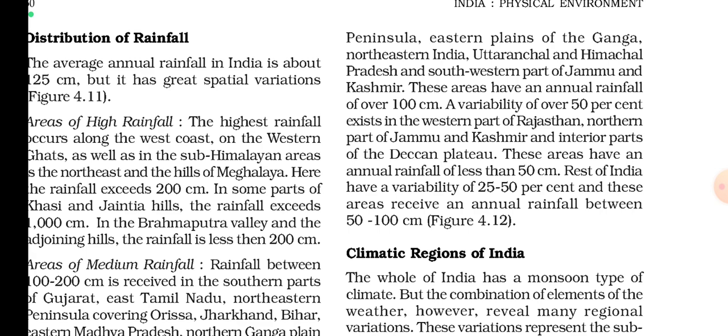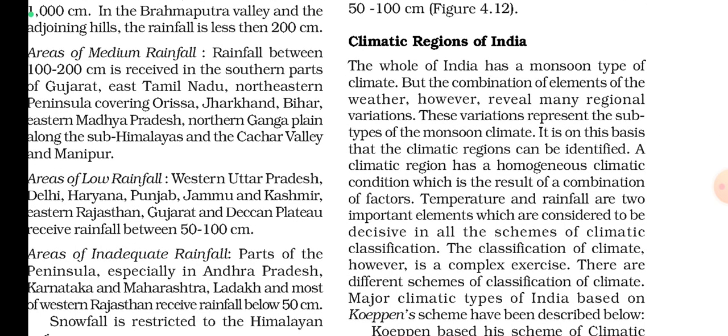A variability of over 50% exists in the western part of Rajasthan, northern part of Jammu and Kashmir, and interior parts of the Deccan Plateau. These areas have an annual rainfall of less than 50 cm. The rest of India has a variability of 25 to 50%, and these areas receive an annual rainfall between 50 to 100 cm.